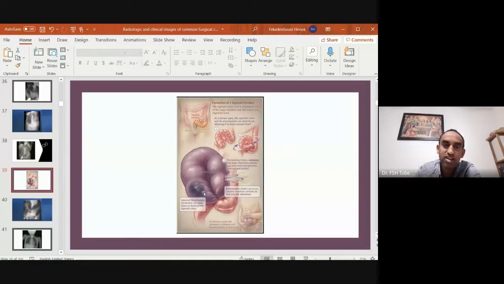This is how it happens. So the sigmoid volvulus has occurred. And what's going on? Do you see any complication as a result of the sigmoid volvulus? Yes, it's becoming ischemic, right?